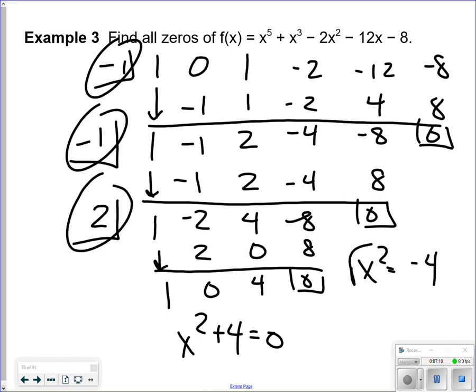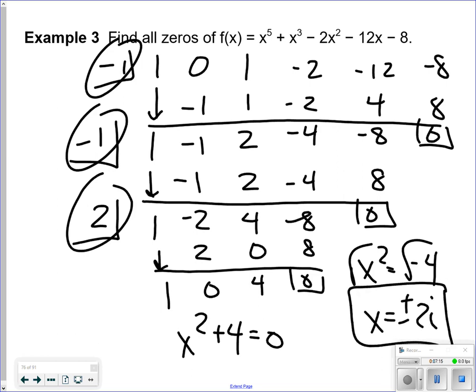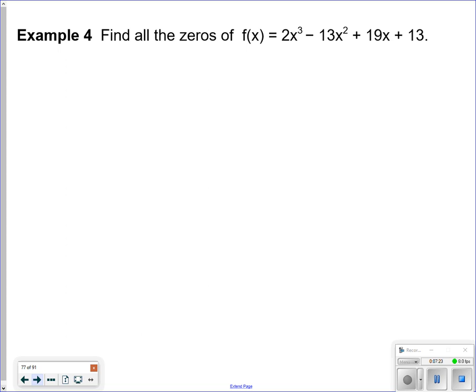If I subtract 4 from both sides and take the square root, I get plus or minus 2i. So 3 of my answers are rational and 2 of my answers are imaginary. Next one. You will notice that now we have a cubic, so I know how many solutions I'm going to get. I'm going to have 3 answers.